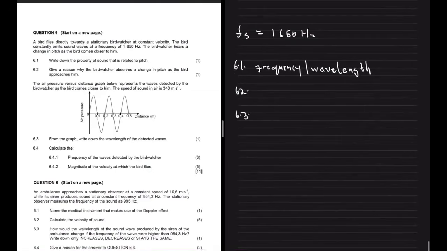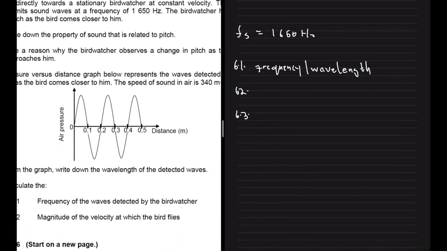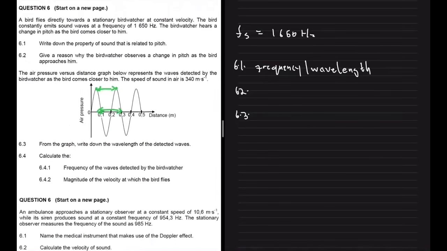Let's go ahead. 6.3. We have a graph, pressure versus distance in meters. The first question says, from the graph, write down the wavelength of the detected waves. Again, we go back to definitions. What's a wavelength? A wavelength is the distance between two crests, right? So if we have this crest here and this crest here, the line joining the two is our wavelength. So if we have this line cutting the axis here and this line cutting the axis there, the distance between these two is the wavelength.